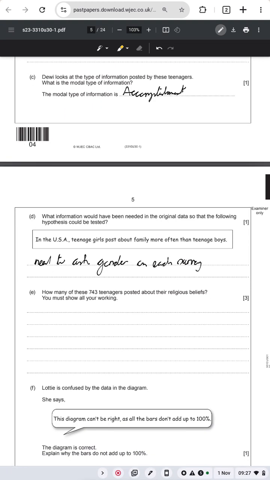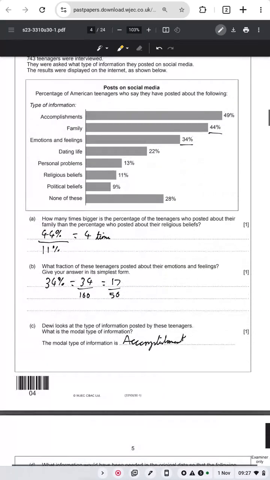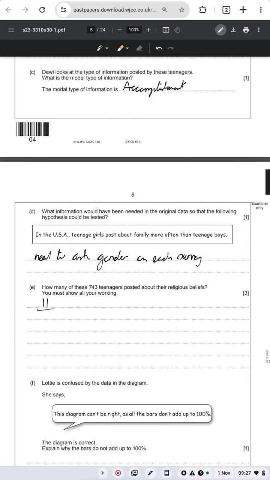How many of these 743 teenagers posted about religious beliefs? You must show all your workings. So religious beliefs was 11%. So we need to find 11% of 743. So 11% means 11 divided by 100. And of means times, so we need to find 11% of 743. So there's a couple of ways to be able to do this. So we could find 10% first and then find 1%, which might be the easiest way to do this quickly. Or we can times 11 by 743 and divide it by 100, which is the way that I'm going to do it.